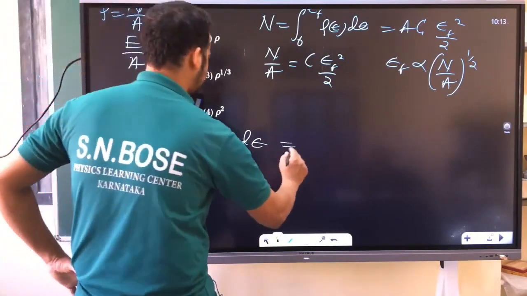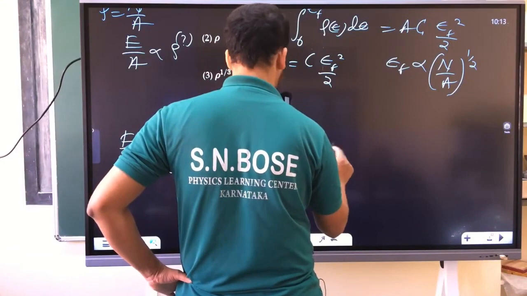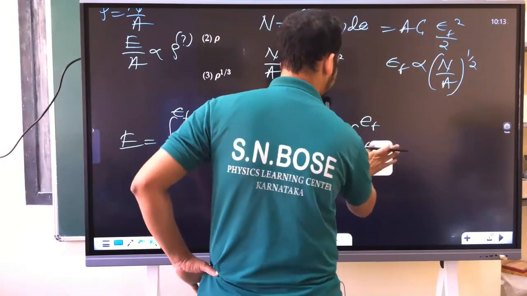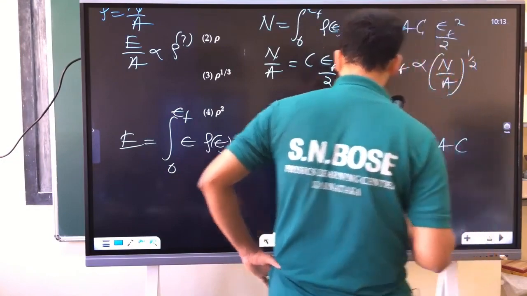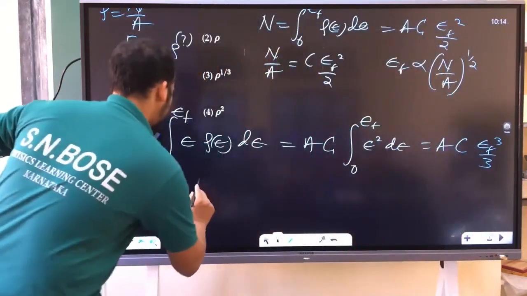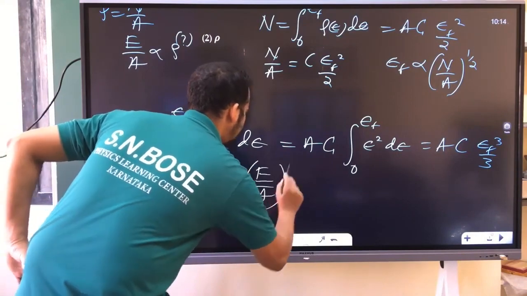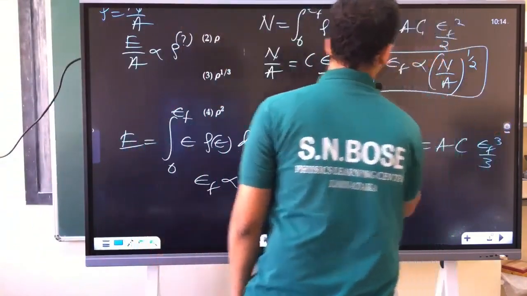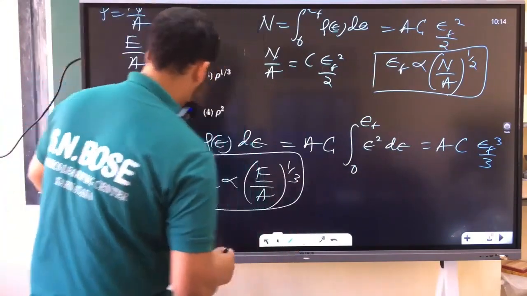So then what will happen here is, 0 to EF, area into constant into E square dE. That's equal to area constant EF cube by 3. When you take this area here, EF is proportional to energy per unit area whole power 1 by 3. What is this expression? Fermi energy proportional to number per unit area power 1 by 2. So then can I write like this?